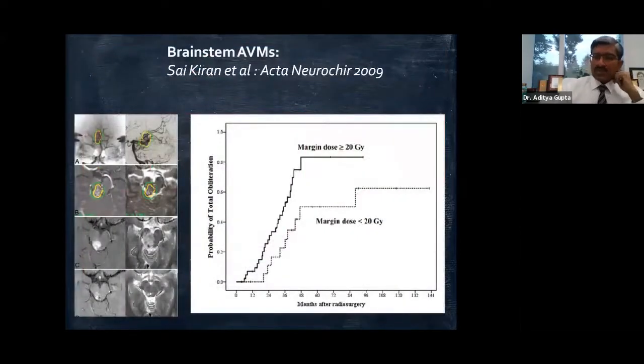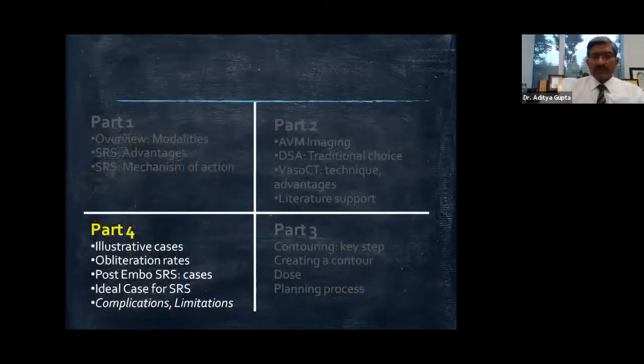So dose is something which is very critical to the success of a radiosurgical treatment, but then one has to be mindful about the risk of complications. So for example, in this study of brainstem AVMs, there was a clear difference in the probability of obliteration between those that received more than or equal to 20 grays and those AVMs that received less than 20 grays.